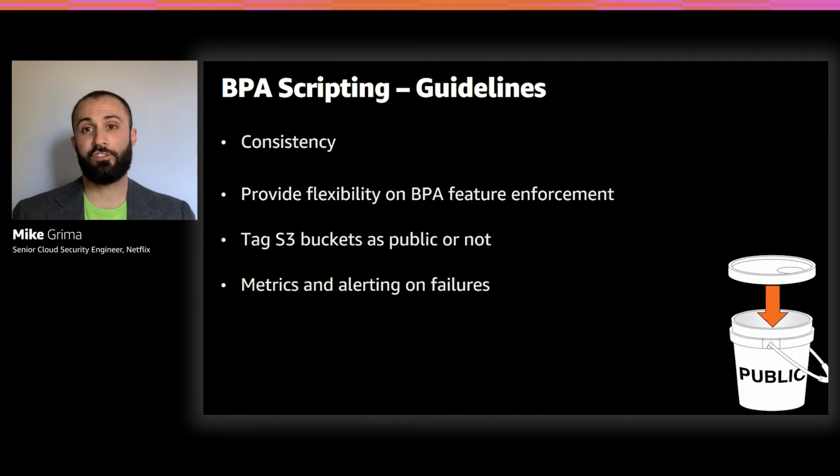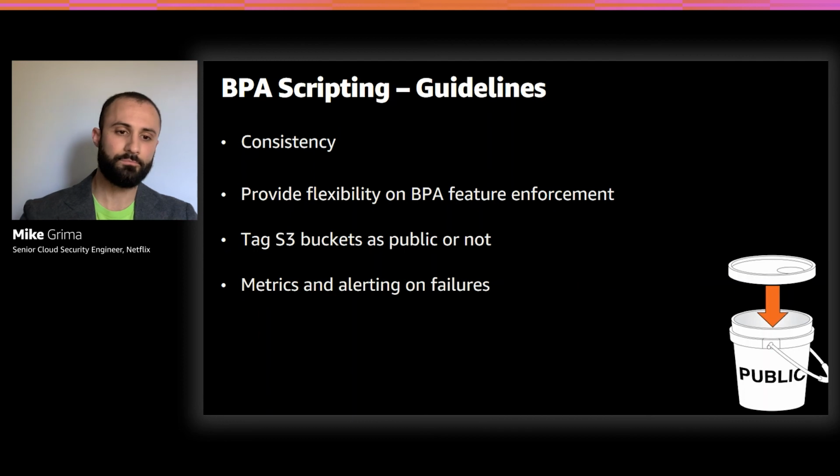You also want to make sure that you have proper metrics and alerting on failures. You have automation that's touching your entire infrastructure. So does it work? How do you know it works? Well, if there's an alert on a failure or you're collecting metrics, you can determine whether things are working properly or not based on that. So definitely make sure your automation has some metrics and alerting on failures.